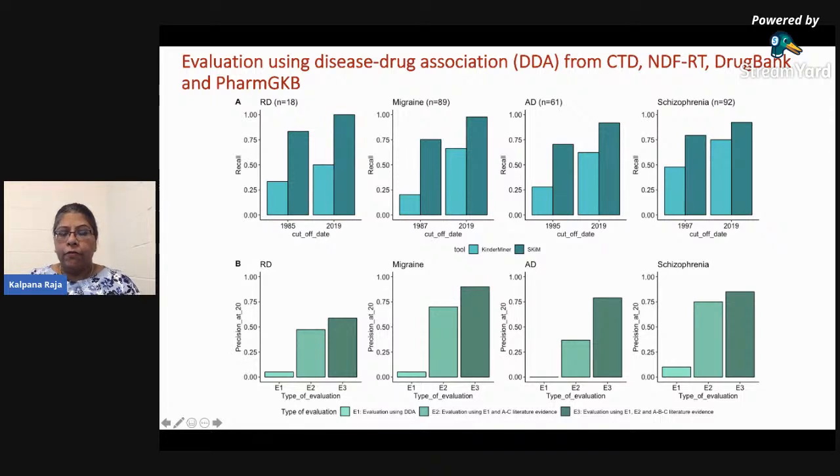So the next step is to find the precision. KinderMiner and SKiM find all possible significant associations from the literature, and this is going to be a very vast list.